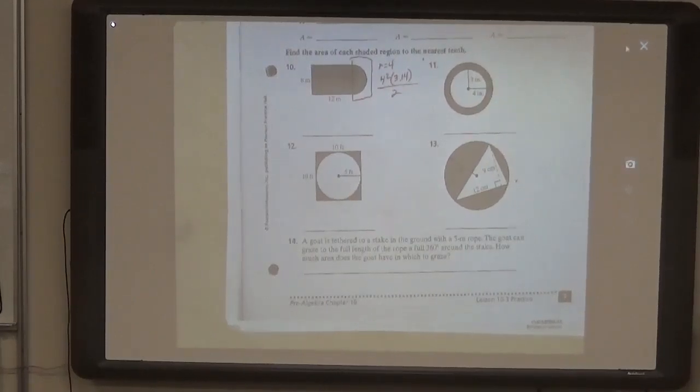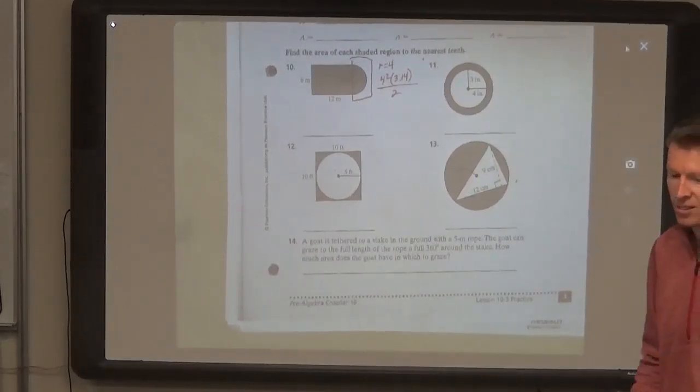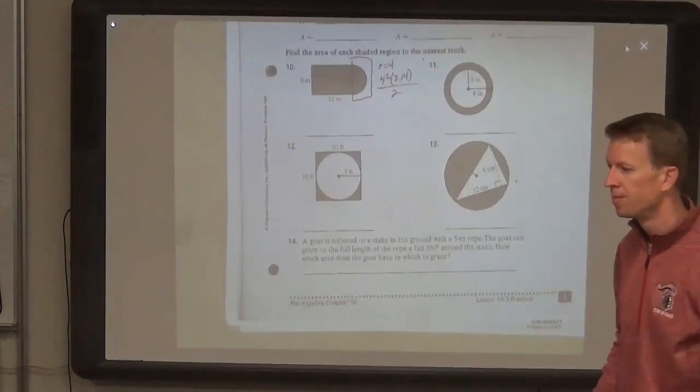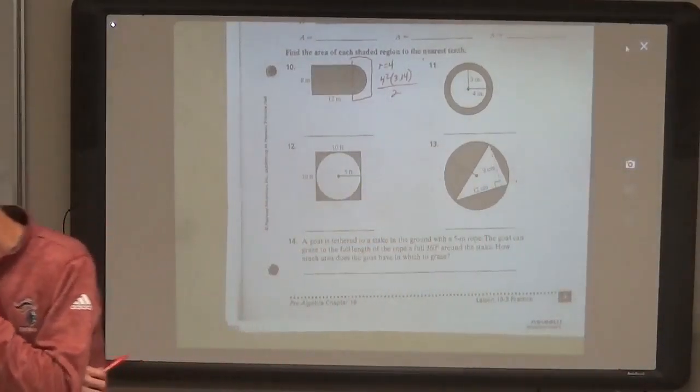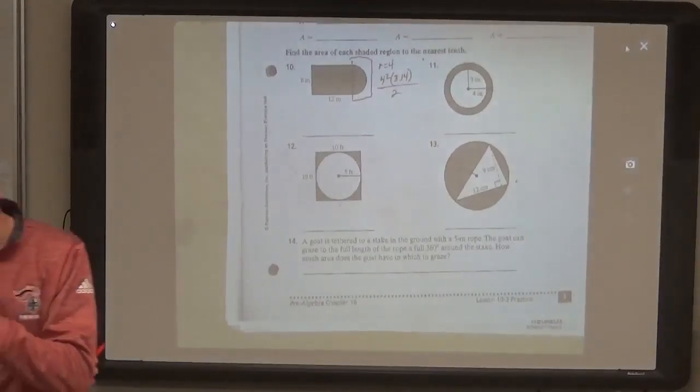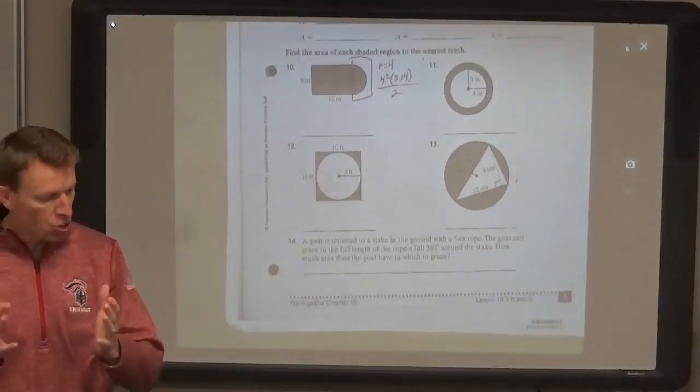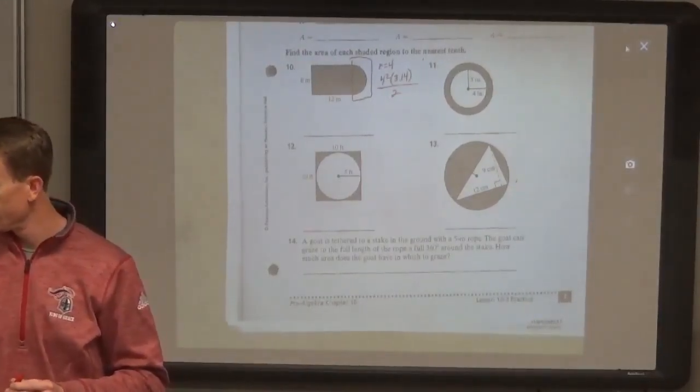No. Then you have to do the rectangle also. You have to find the area of the rectangle. 8 times 12 is 96. Yep. 96. And add that to the half circle. Okay. Any questions? Sam? Yeah, 8 times 12 to get the area of the rectangle. And then you add the 2 together. Yep.